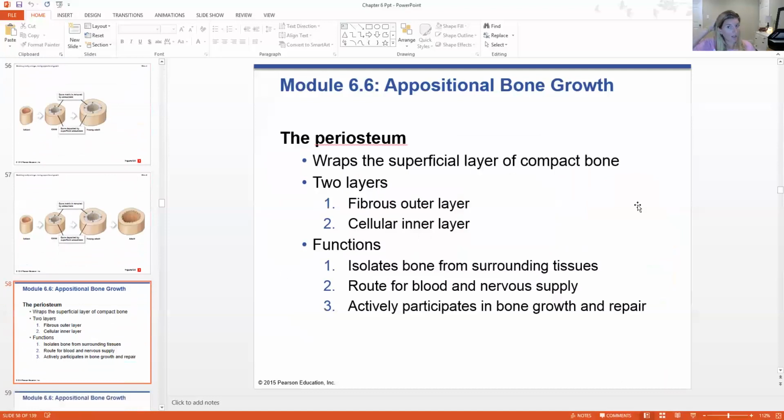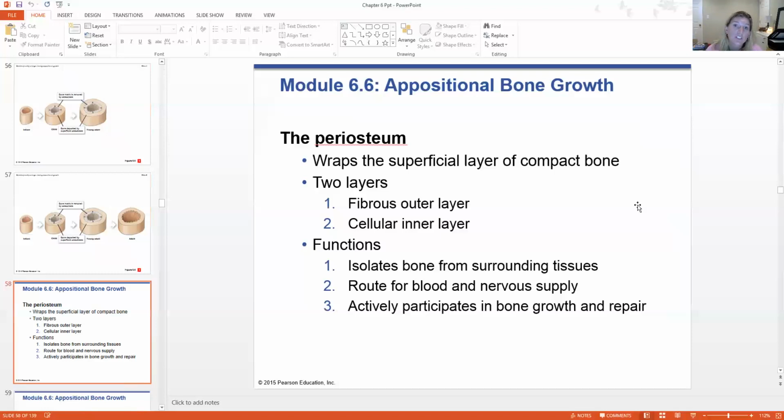So let's talk about the periosteum. We've mentioned that it's the outer covering, but let's talk about its overall function and composition. There's actually two layers to the periosteum. It has an outer fibrous layer. This is the thick, dense, irregular connective tissue. And then there's an inner cellular layer that is connecting and innervating the superficial bone.